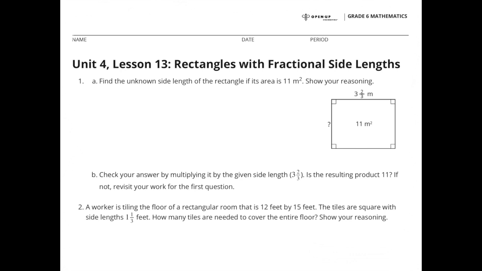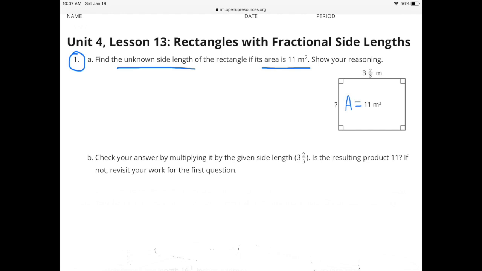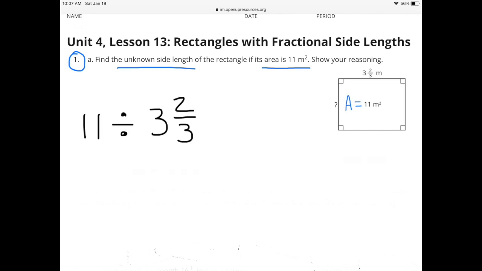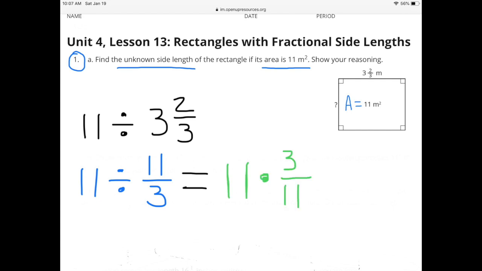Unit 4, Lesson 13, Rectangles with Fractional Side Lengths. Number 1. Find the unknown side length of the rectangle if its area is 11 meters squared. Show your reasoning. 11 divided by 3 2/3 is the same as 11 divided by 11/3, and 11 times 3/11.